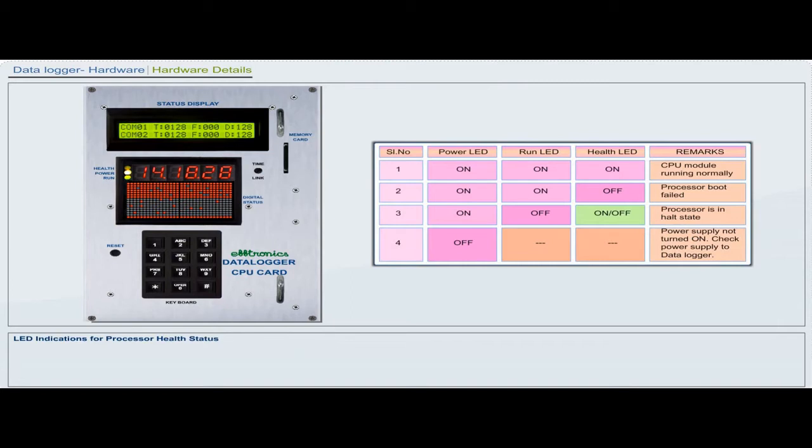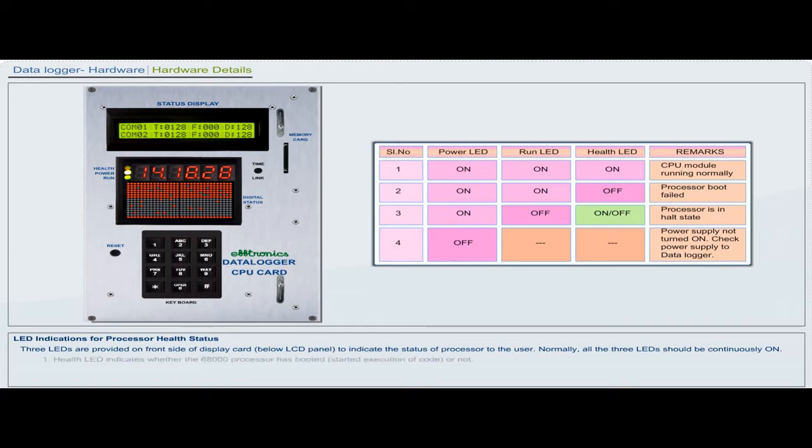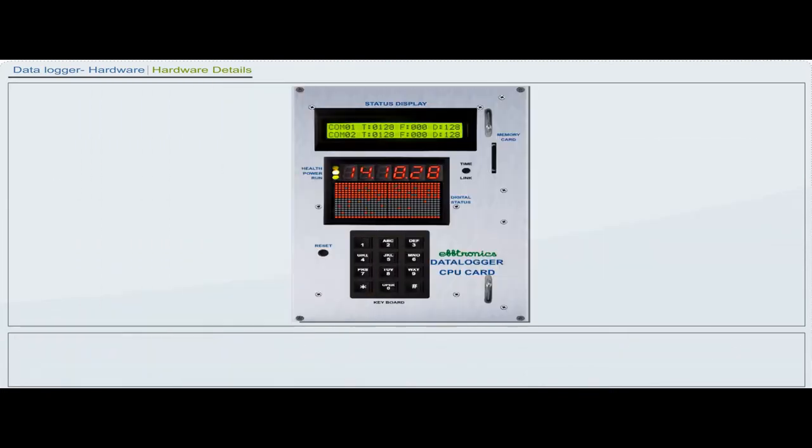LED indications for processor health status. 3 LEDs are provided on the front side of the display card below the LCD panel to indicate the status of the processor to the user. Normally, all the 3 LEDs should be continuously on. Health LED indicates whether the 68K processor has booted and started execution of code or not. Power LED indicates whether power supply to the CPU module is on or not. Run LED indicates whether the 68K processor is in running state or not.